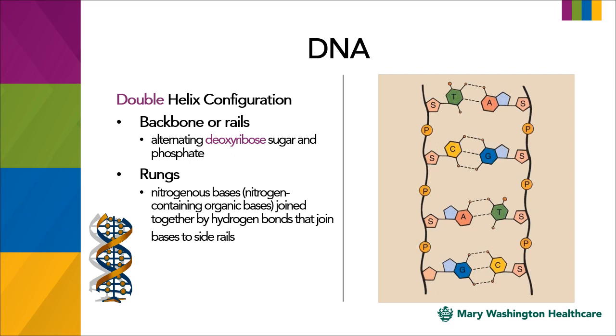DNA has a double helix configuration. That means it has a backbone or rails, which are alternating deoxyribose and sugar, which are along the side rails of the molecule. The rungs of the ladder are going to be the nitrogenous bases joined together by hydrogen bonds that join the bases to the side rails.